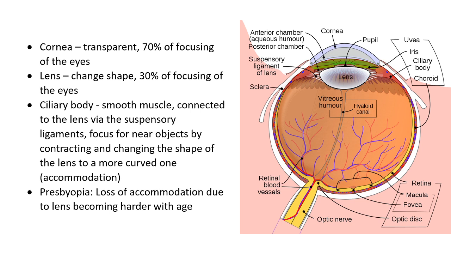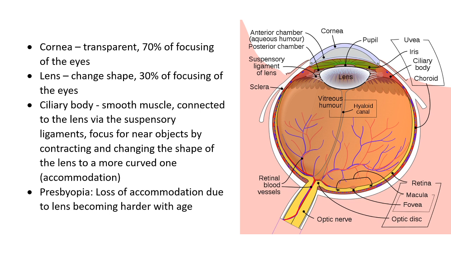Uvea forms the second and most vascular layer. It is made up by the choroid posteriorly and the ciliary body and iris anteriorly. Finally, the innermost layer is called the retina. The central part of the retina is called the macula, and the center of the macula is called the fovea. The fovea is the area where we form our central vision, which is clear and colored.